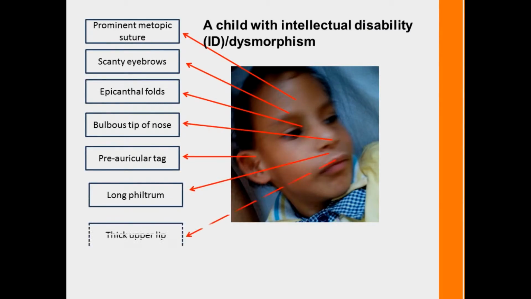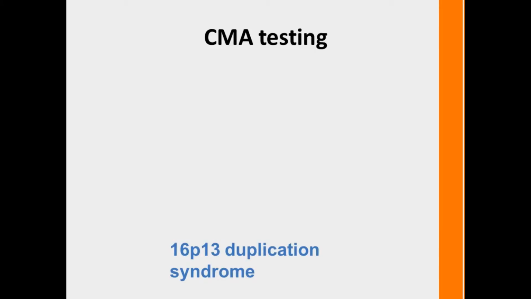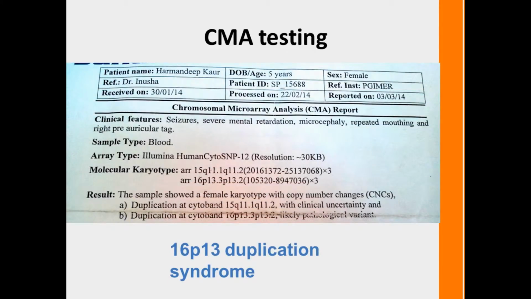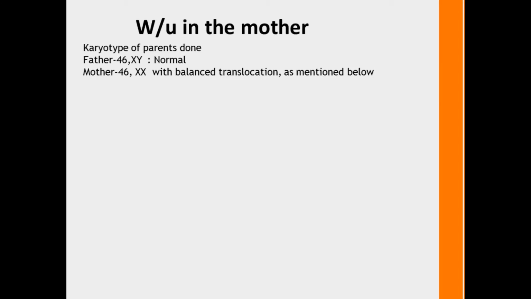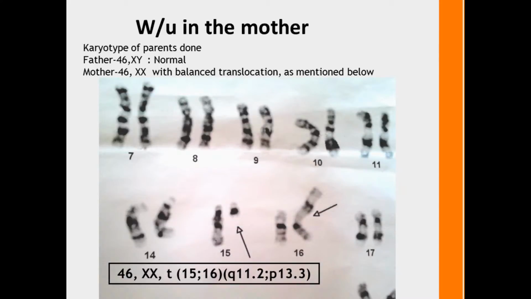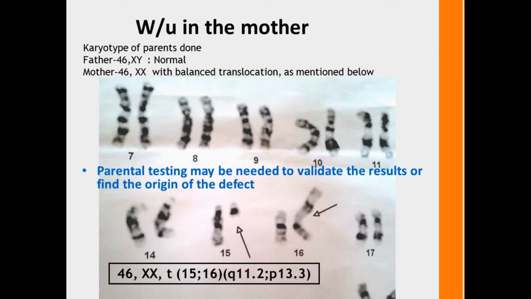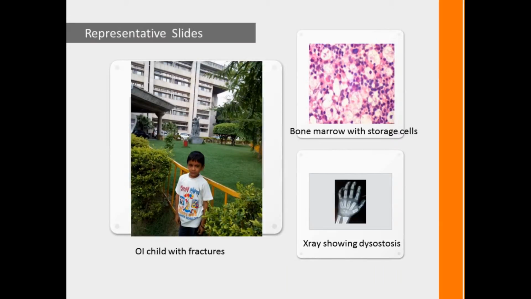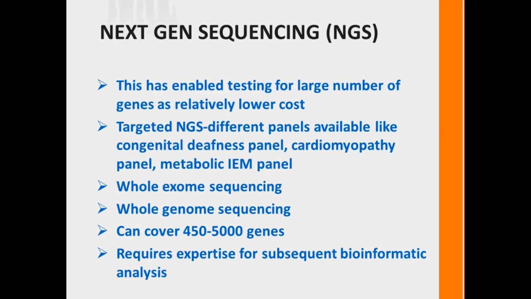This is one example in which the child came with dysmorphism and intellectual disability, and microarray done showed 16p13 duplication syndrome. Workup was done in the mother to find the origin, and she showed a 15;16 translocation. And the type of disorder will determine the diagnosis.